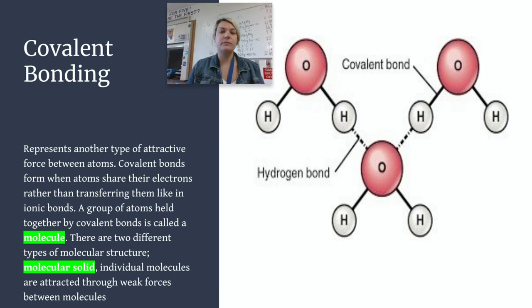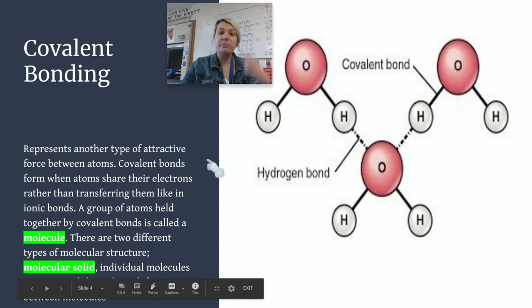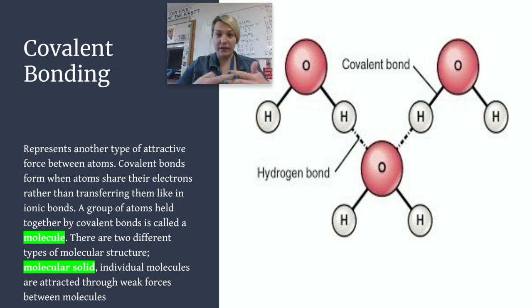So that's ionic bonding. The next big group of bonding that we're going to talk about is covalent bonding, okay? Covalent bonding is another attractive force between atoms. Covalent bonds form instead of transferring electrons, one gaining and one losing. What's going to happen is the atoms are going to share their electrons. So nobody's gaining, nobody's losing. They're just sitting there harmoniously together, sharing the electrons. A group of atoms held together by covalent bonds is also referred to as a molecule. So if I say molecule, you should be thinking sharing electrons, covalent bond.